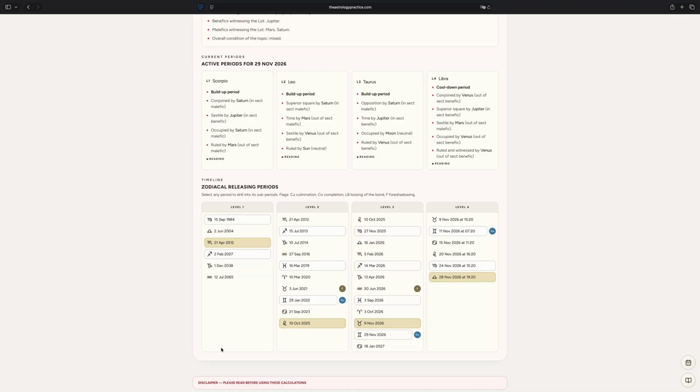So if we look at his lot of fortune, we can judge right now what kind of period he is in. On the 2nd of February 2027, he's going to begin a Sagittarius period, which is a peak period. So his life circumstances, we expect in that period to change quite a lot. Right now, he's in a build-up level 2 period, in a build-up Taurus level 3 period, and a cool-down Libra level 4 period.